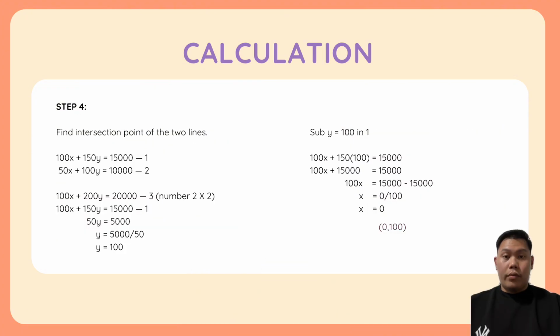So for step 4, first we need to find the intersection point of the two lines. The first equation is 100x plus 150y equals 15,000.